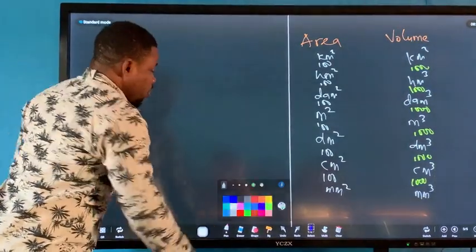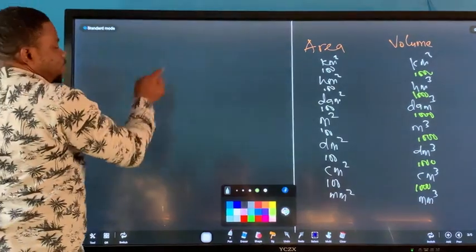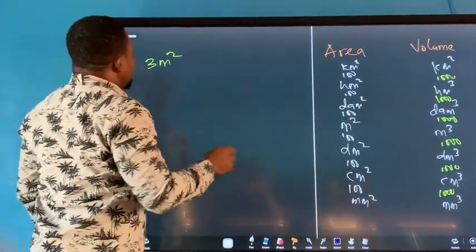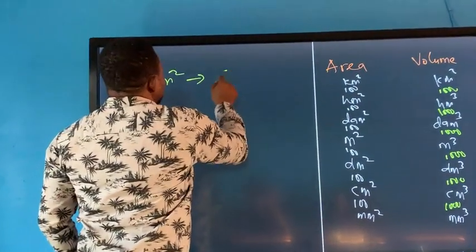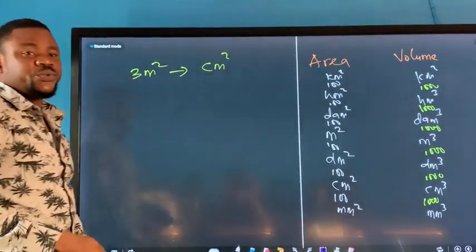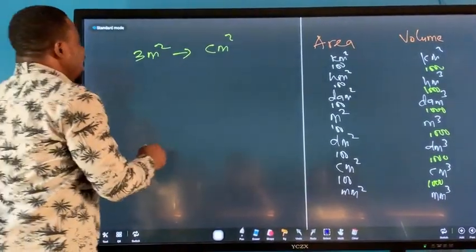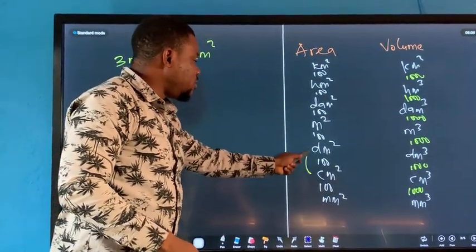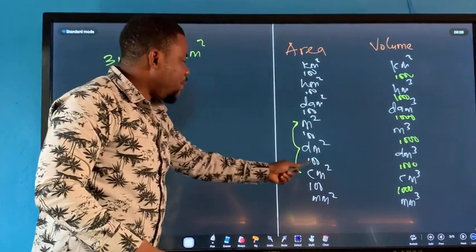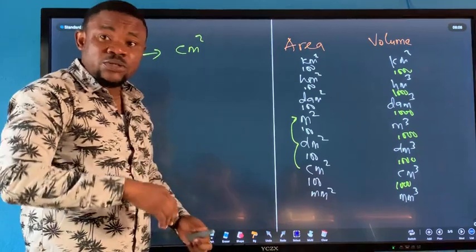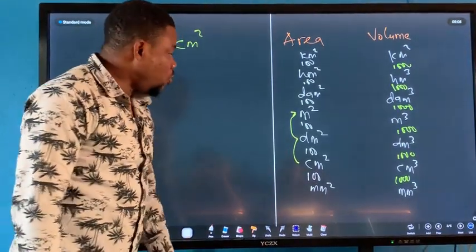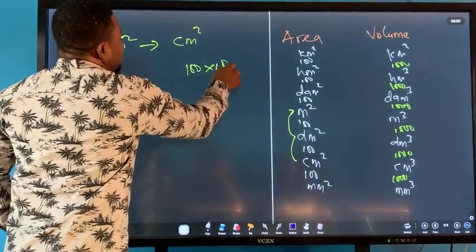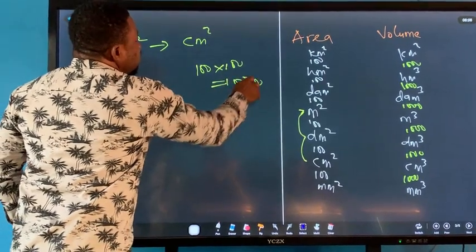Okay, so what do I have? If I have 3 meters square, and I want to convert it to centimeters square. I'm going down. Is that okay? Are you with me? Then I'm going to pass how many things? From meter to centimeter, I'll pass 1, now pass 2. I'm passing this 100 and this 100. So it's going to be 100 times 100. 100 times 100 will give me 10,000. Is that okay?